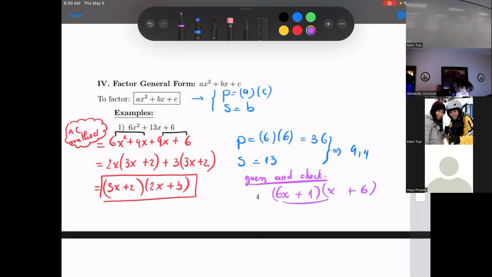Well, 6x times x is 6x squared. 1 times 6 is 6. However, if you check the middle term, inner, 1 times x is x. And then 6x times 6 is 36x. Definitely not 13x, right? So nope. And then you go back again, you erase it. And now you check yourself with a different pair.